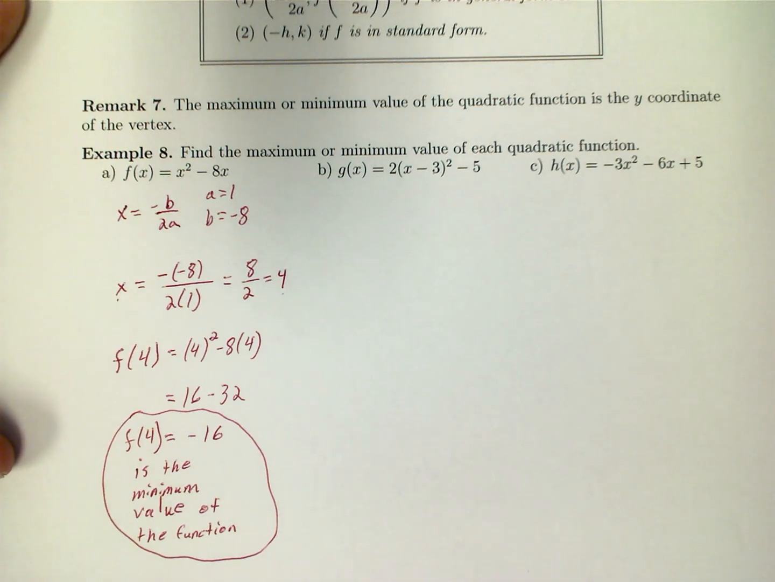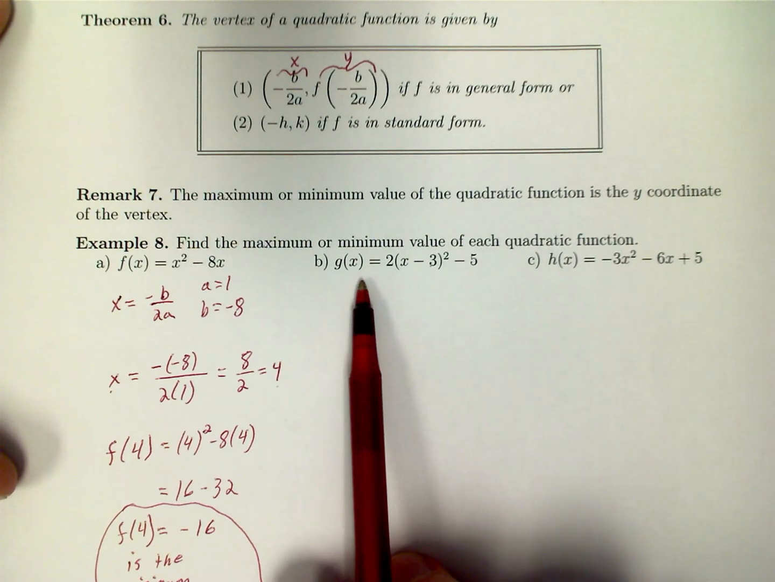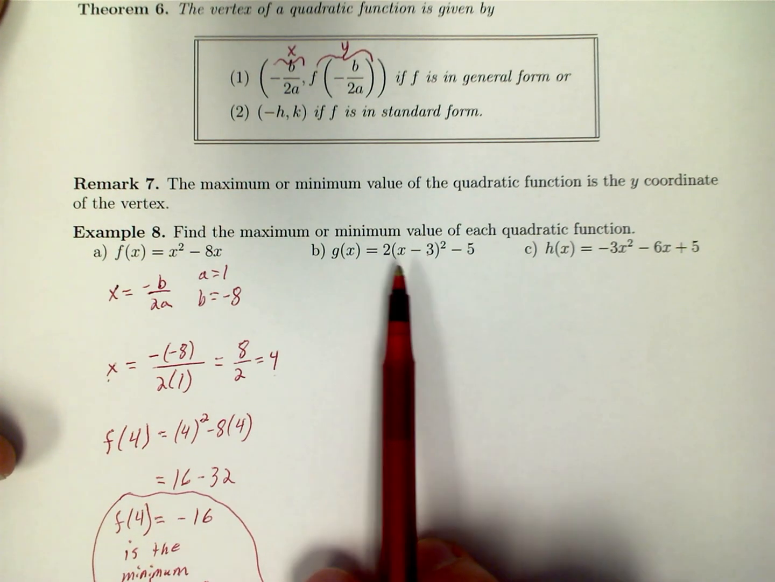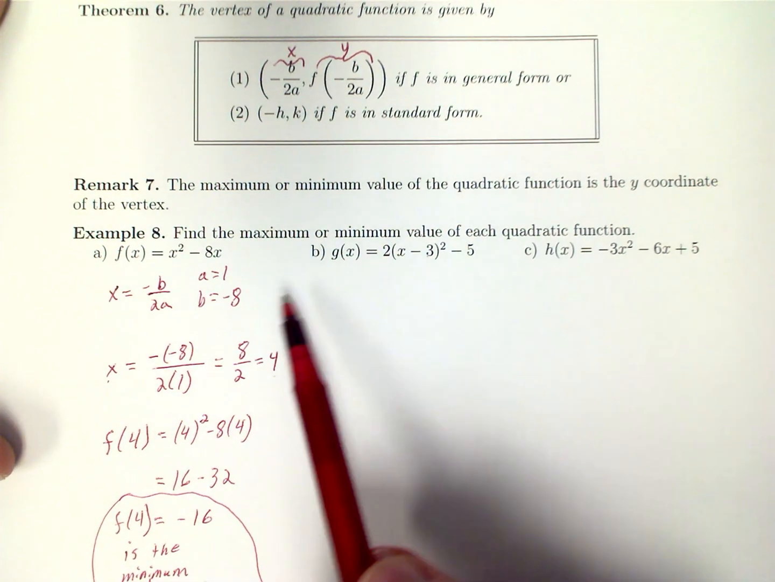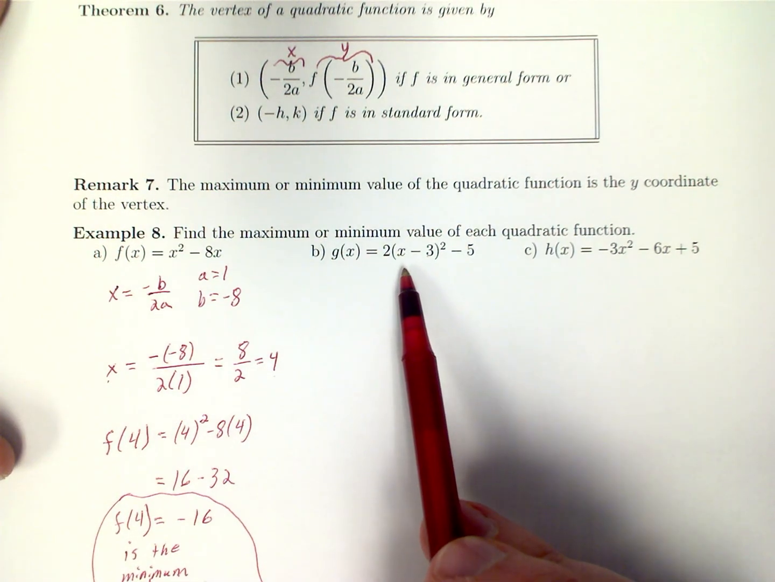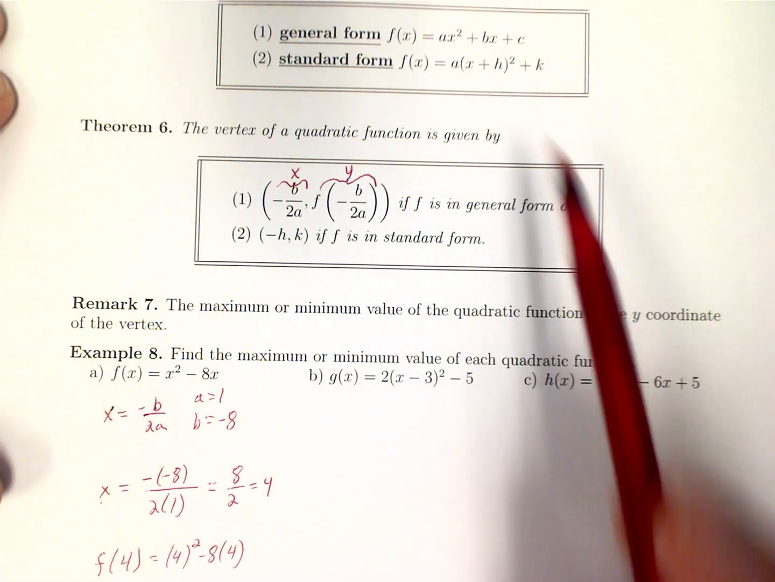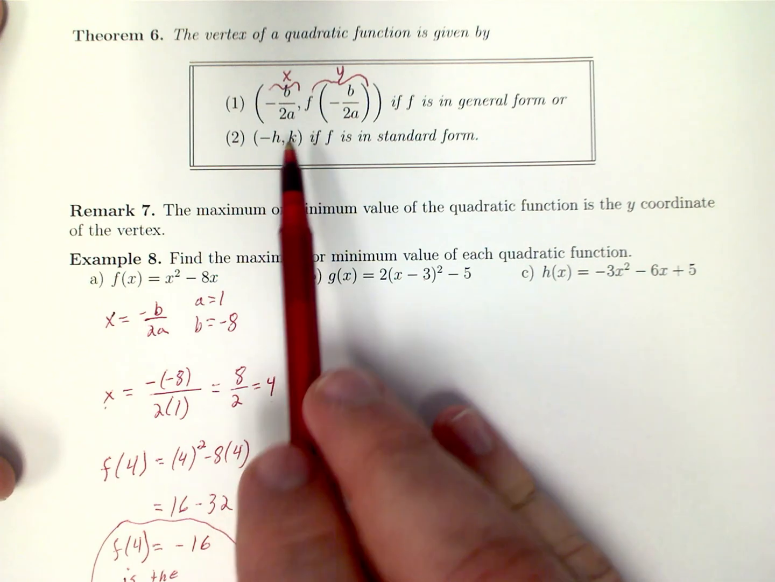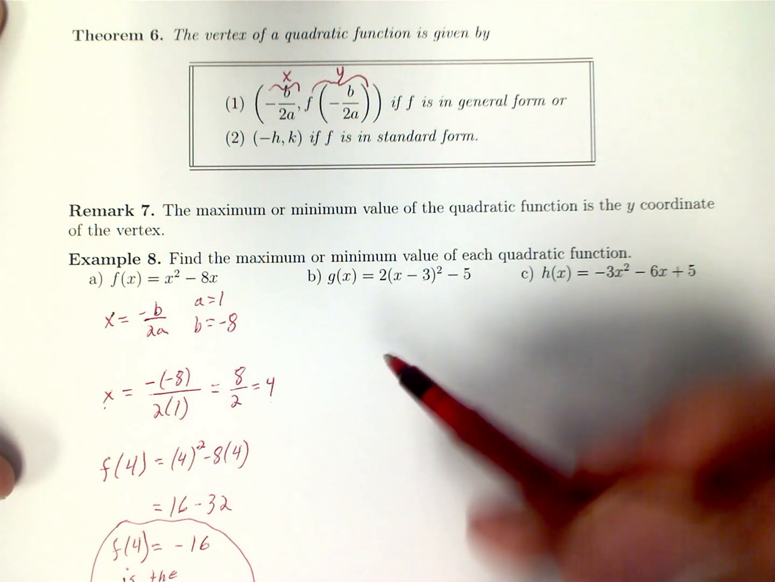All right, so that's one. What about B? What if I had g of x equals 2 times the quantity x minus 3 squared, minus 5? Well, in that case, is this in general form or standard form? Well, looks like standard form to me. So that means since we have it in standard form, we just have to use this formula. We don't have to do any computations. It almost comes directly out.